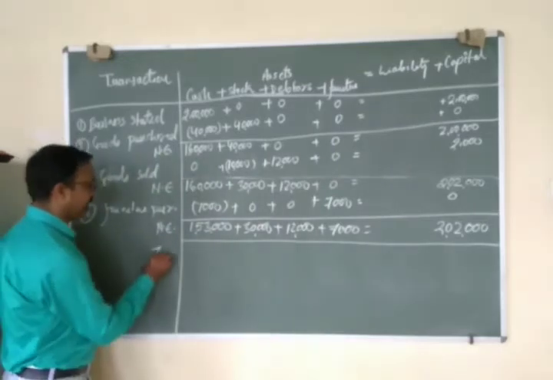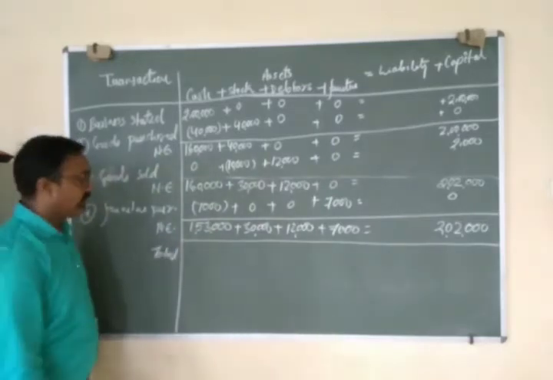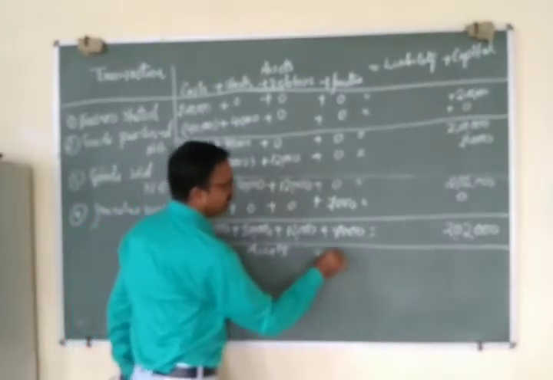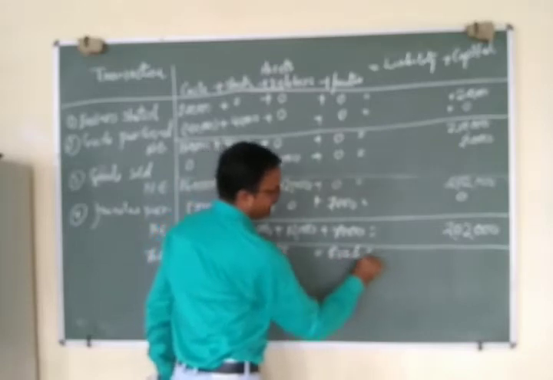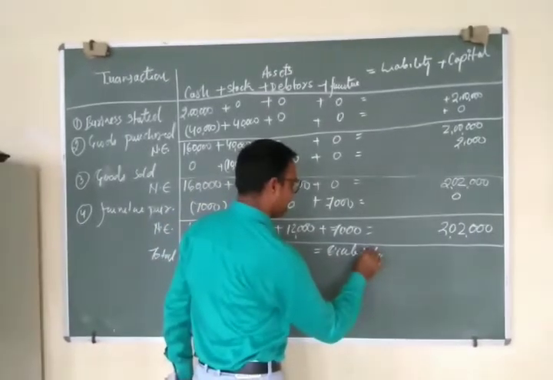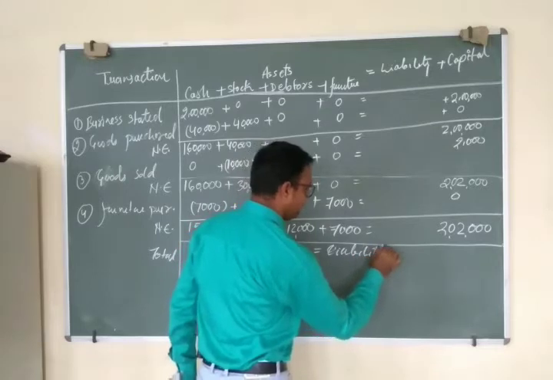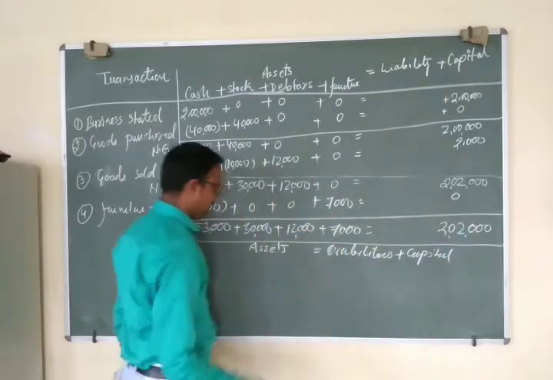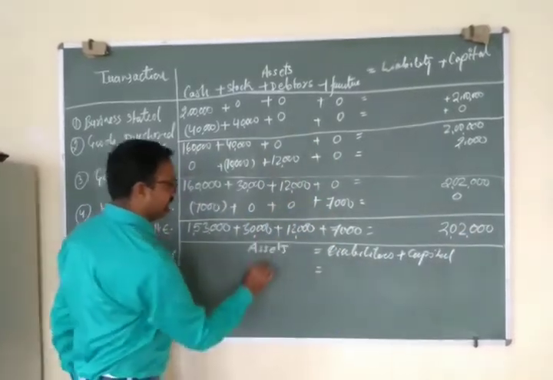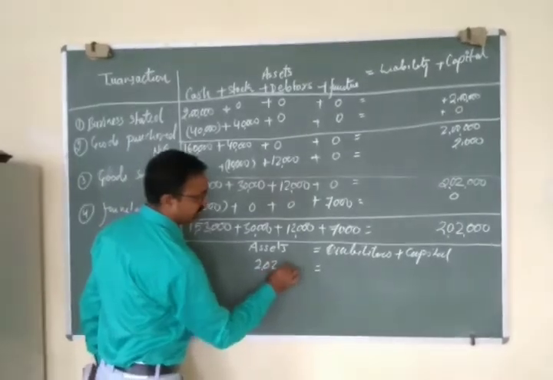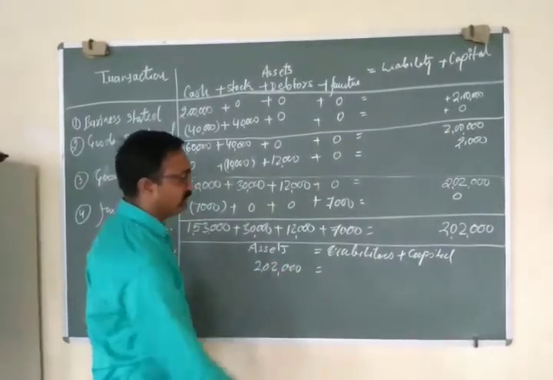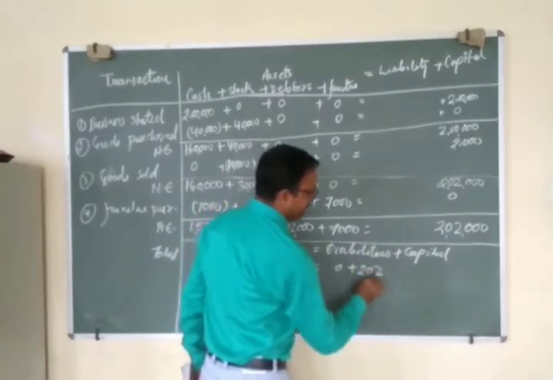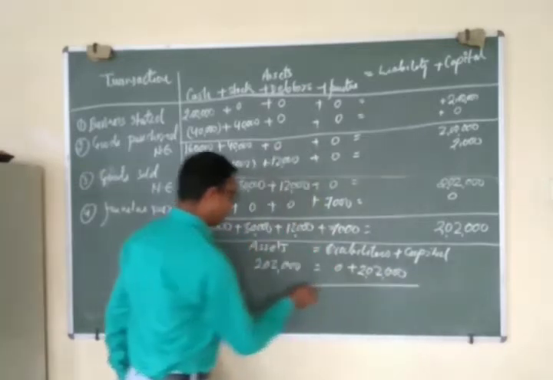Then again here we have to finalize: what is the sum of assets? Because our equation is assets equal to liabilities plus capital. So the sum of assets we have to check, that is 2,02,000, which is equal to the total of creditors. So the value of creditors is 0, and the value of capital given is 2,02,000. So this is the sum.